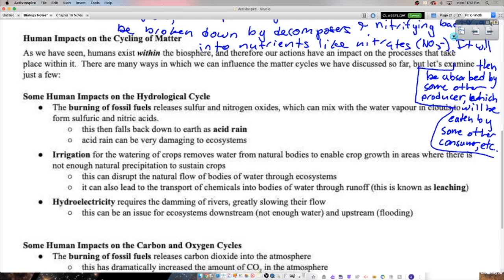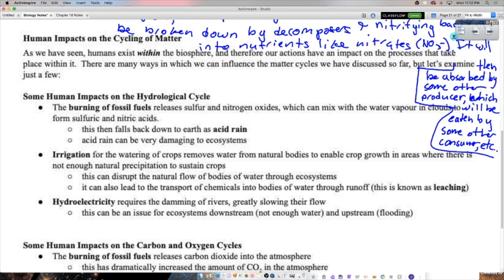So humans exist within the biosphere, right? We are not separate from the biosphere. We are living. Sometimes we like to act like we're not part of this biosphere. We totally are. There's nothing that special about us, really, right? We're sharing this biosphere with every other living thing on Earth. And so our actions have an impact on the processes that take place within it.